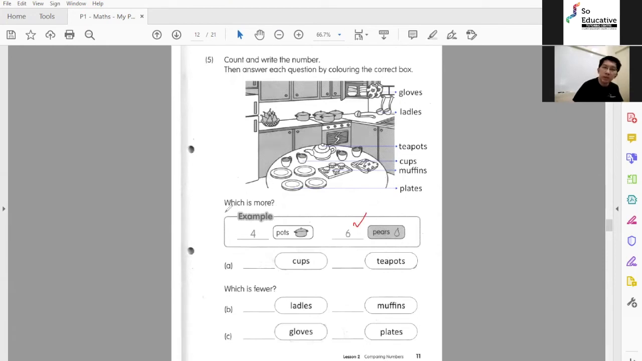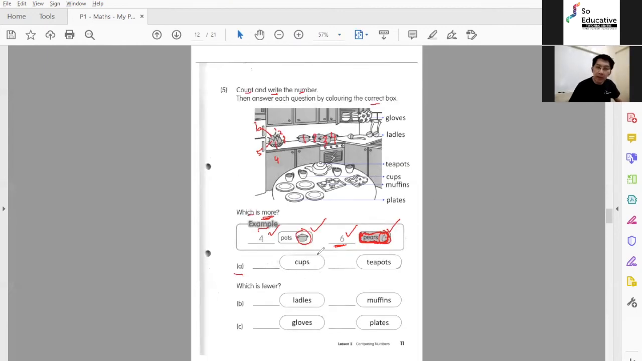So go back to the question. It says, which is more? Of course, pears more. Okay, and what do they want us to do to the items that has more? Okay, here, this is what it says, color the box. Okay, so you take out your coloring pencil, you can choose whichever color that you like, and then you start coloring the box for pears.